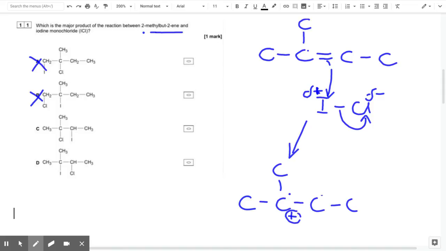It's got more methyl groups around it. So in this case, it would actually form the positive charge on the tertiary carbon there, which means that the iodine would go onto this carbon. Subsequently, the chloride ion would then add on to the tertiary carbocation centre there, and that's actually going to correspond to C as being the answer to that one.